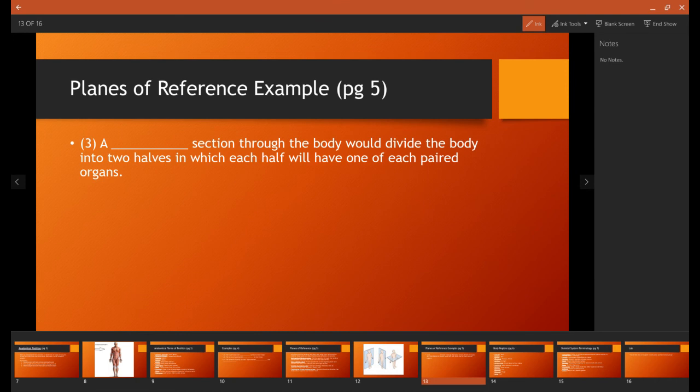So let's work on another example here of these planes of reference. A blank section through the body would divide the body into two halves in which each half is going to have a paired organ. So the best plane that would do that would be a mid-sagittal going right through the middle. So that way the left and the right half would each have a paired organ.